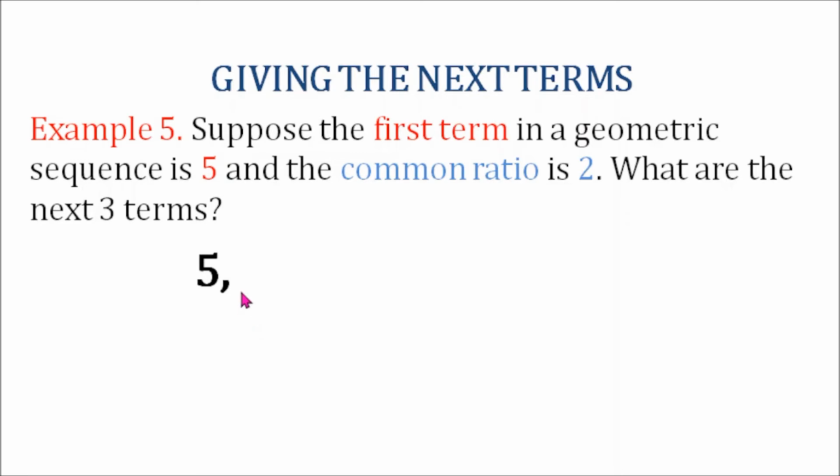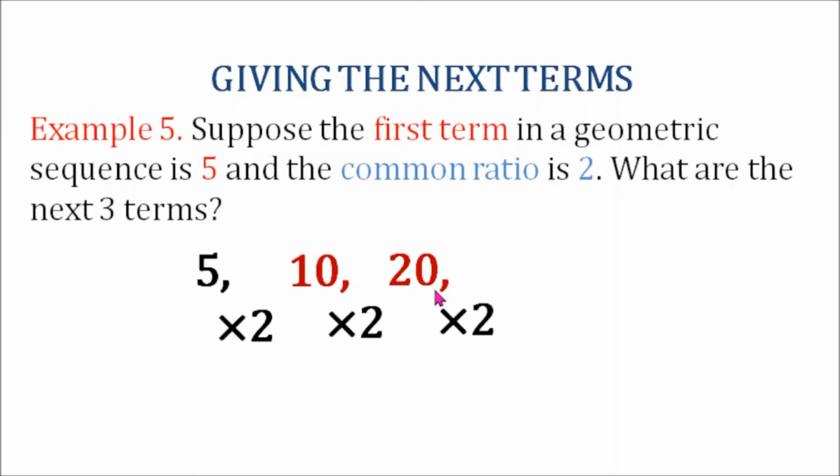We start with 5, and because the common ratio is 2, we have to multiply 5 by 2 to obtain the next term. Then again, we are going to multiply this term 10 by 2 to obtain the next term, that's 20. And then again, we multiply 20 by the common ratio 2 and we get 40. So this means the next 3 terms are 10, 20, and 40.